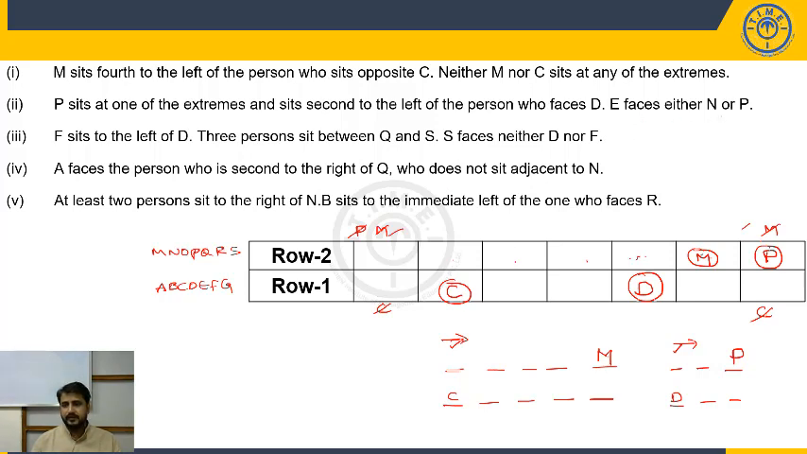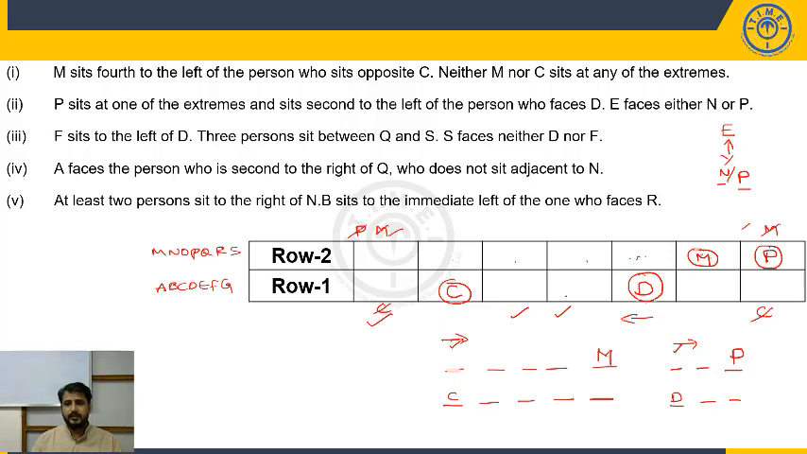And E faces either N or P. So E is facing N or P. You can't say definitely it is P. It could be N or it could be P. So let's wait for some time. Next, F sits to the left of D. When it is given F sits to the left of D, D is here. So F can be any one of these 3 positions.